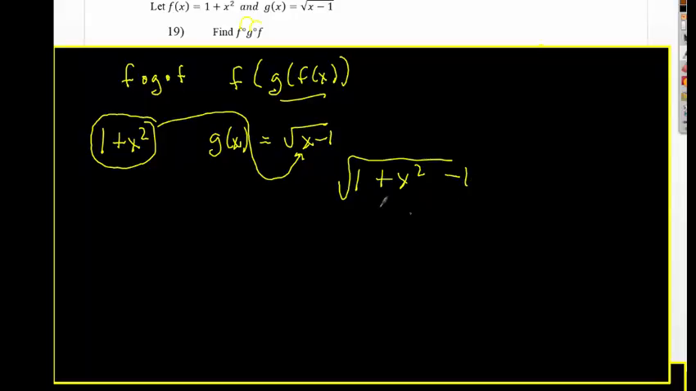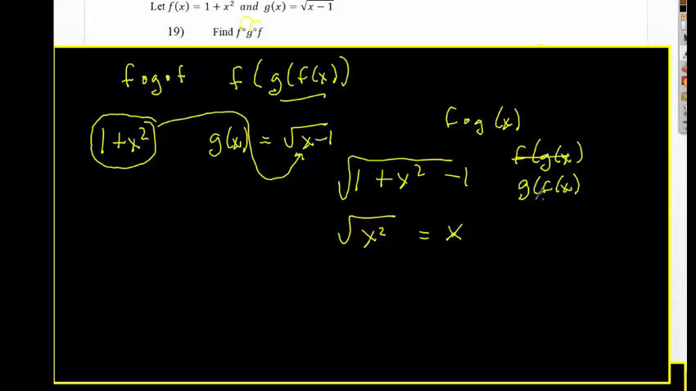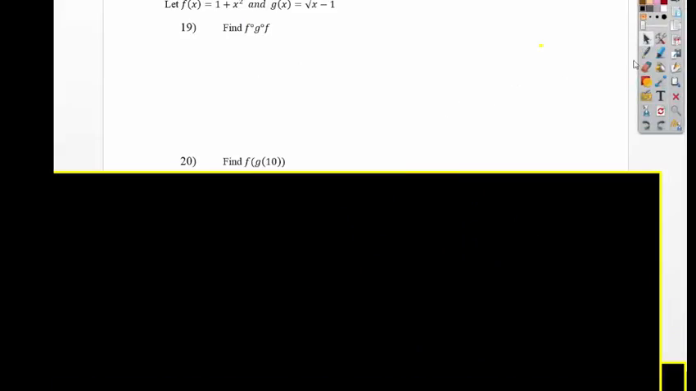So I have 1 plus x squared, square root, minus 1, which would just give me the square root of x squared, which would just give me x. So g of f of x is just x. Now I've got to find what f of x is, right? So I'm putting x into f of x. So the answer is just 1 plus x squared. And that was my answer.